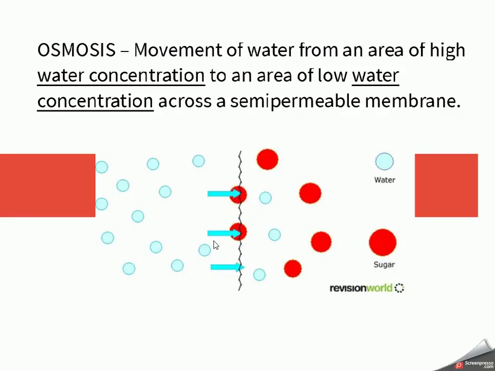So osmosis is the movement of water from an area where there's a high water concentration to an area of low water concentration across the semi-permeable membrane. It's very important for cells, because if water is moving in and in and in, if it's an animal cell, that cell is going to burst eventually. So it has to control the movement of water. To do that, it controls the concentration of whatever's in it.